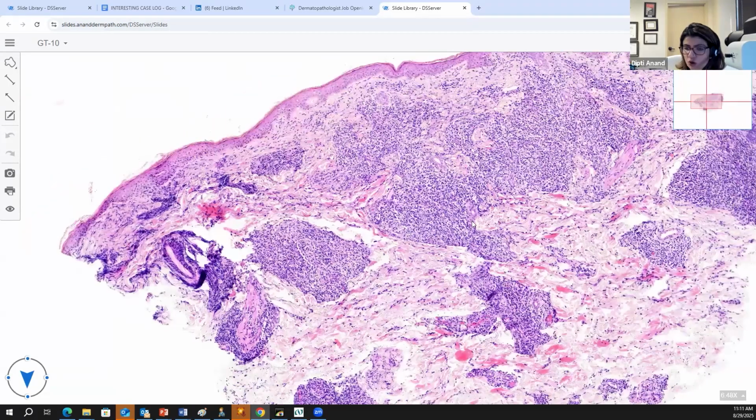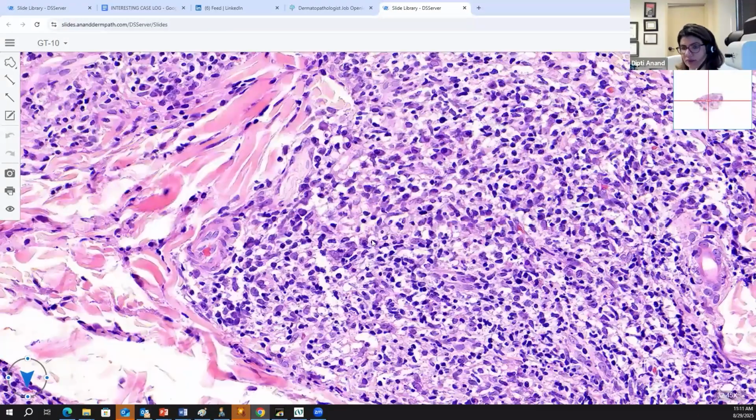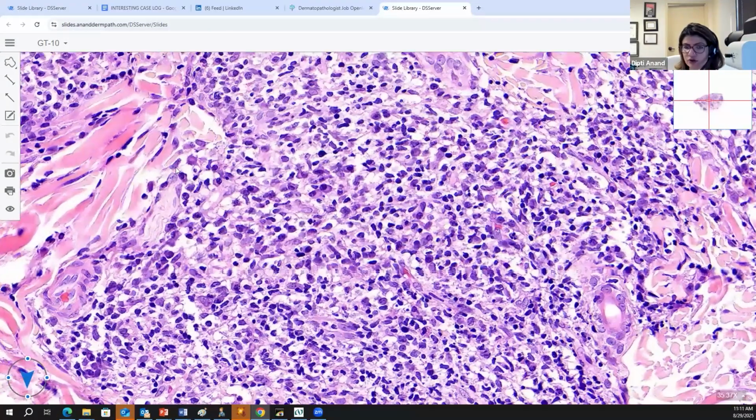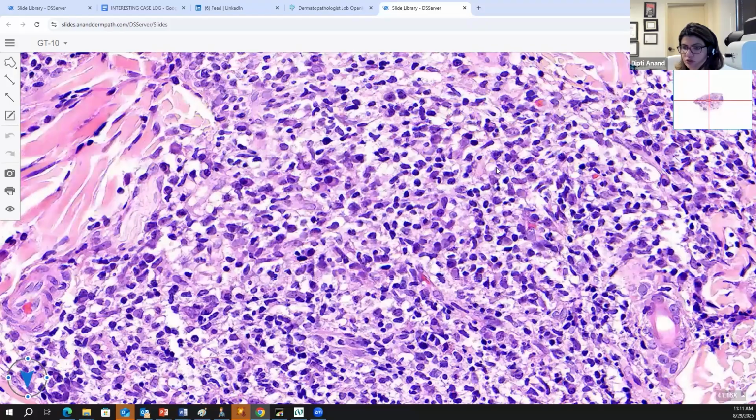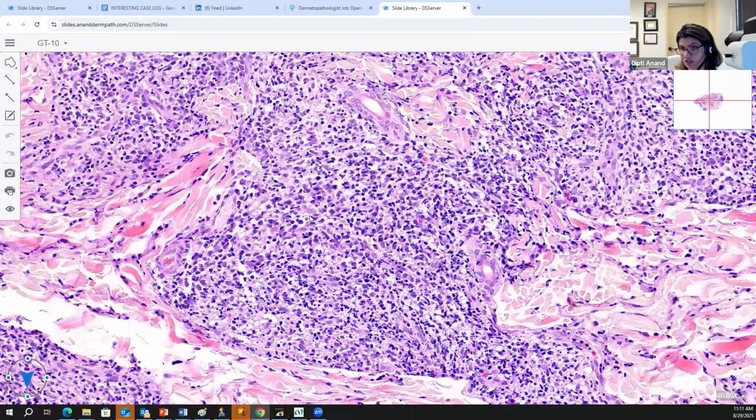And when you go up on high power within the tubercular granuloma, if you have plasma cells, so you can see there are numerous plasma cells in this infiltrate, then that is pretty much syphilis.